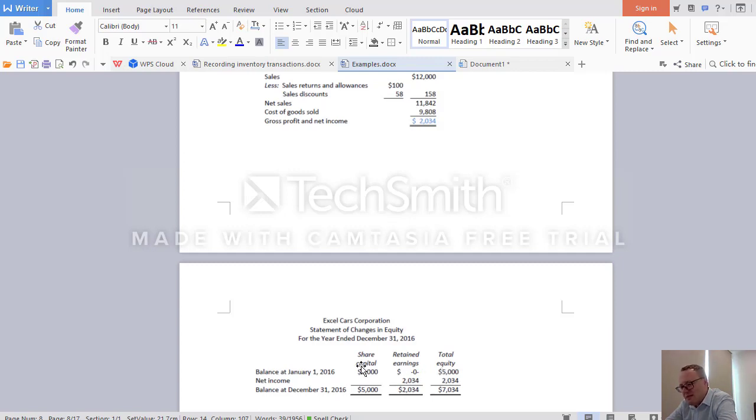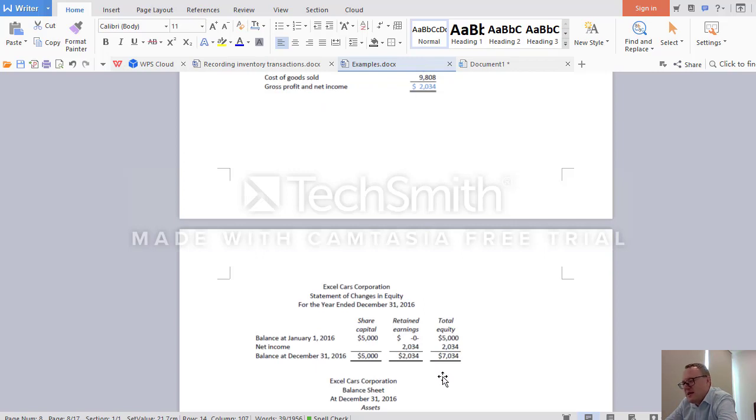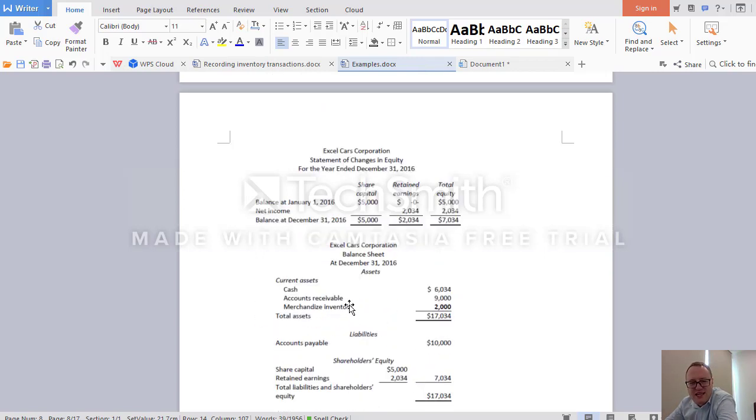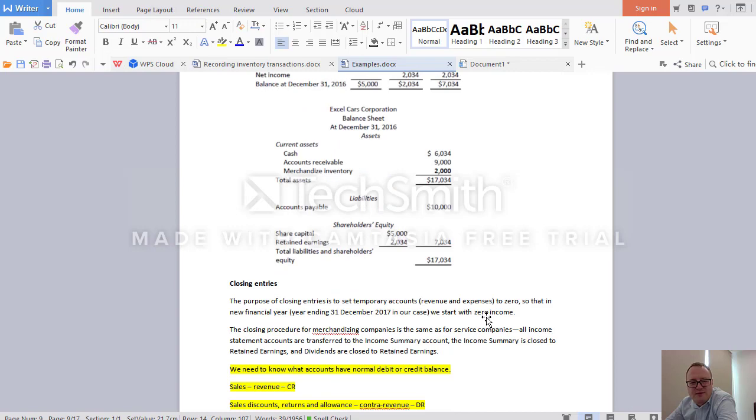You remember that you cannot move the sales and expenses directly into retained earnings. You first need to accumulate them into the income summary, and then from income summary you will close it to the retained earnings. It's the same as with all other companies, including those that do not have inventories, including services companies. You still need to close income summary to the retained earnings. And then the balance sheet, you will have current assets, and merchandise inventory would be here as well.